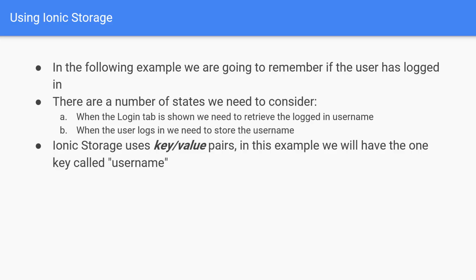In the following example, we're going to build on our previous exercise of a login screen so that we can remember if the user has logged in. There are a number of states we need to consider: whether the login tab is shown, and we need to retrieve the logged in username if there is one. When the user logs in, we need to store the username. Ionic storage uses key value pairs and JSON, which is JavaScript object notation, objects. In this example, we will have the one key called username.